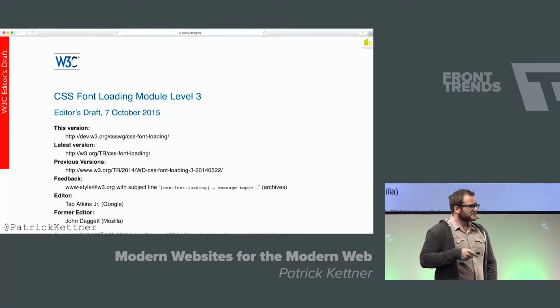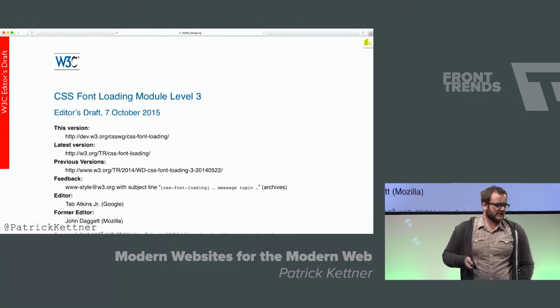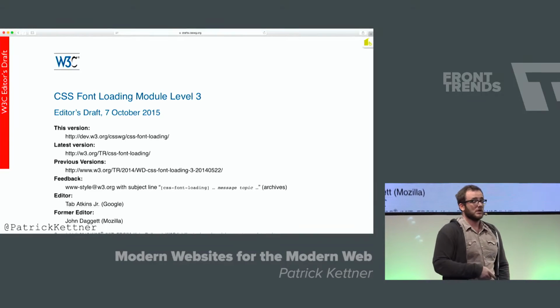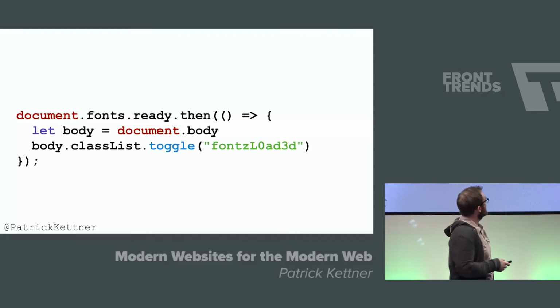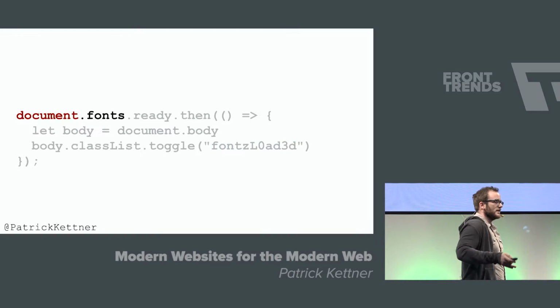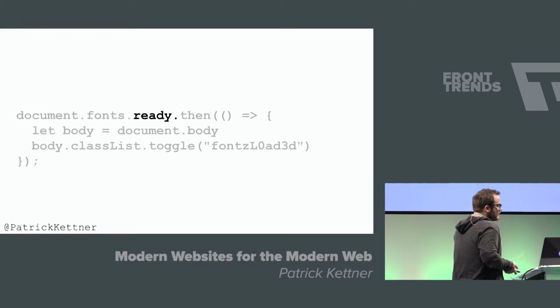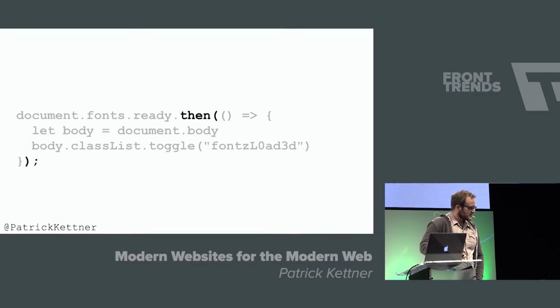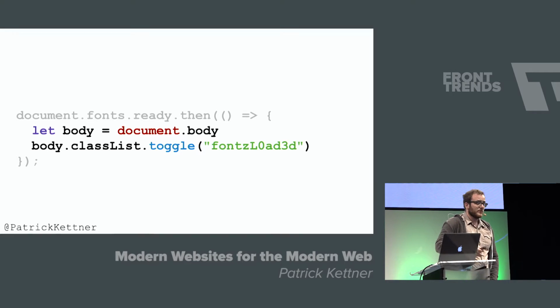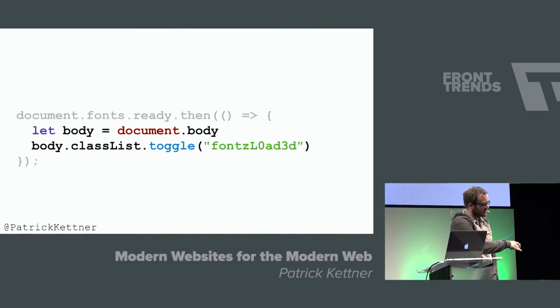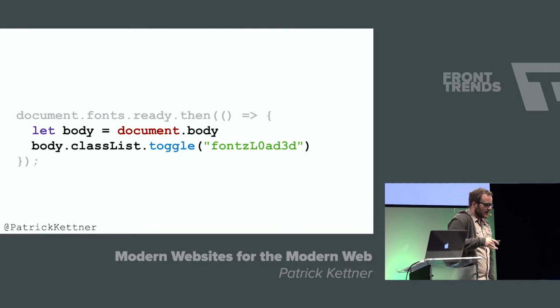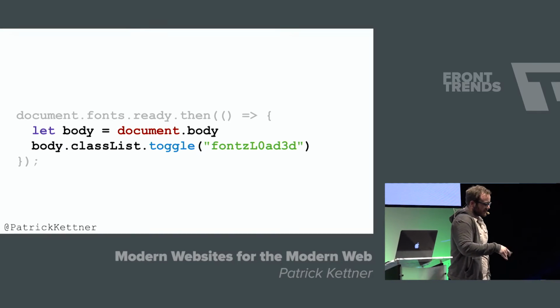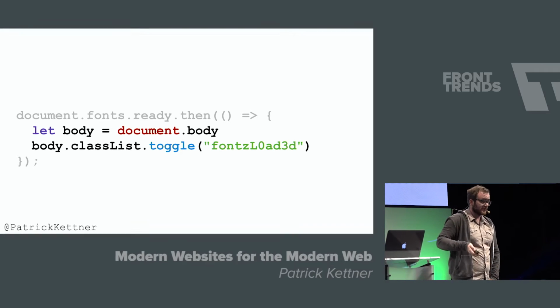What this gives you is the ability in JavaScript to know when fonts have been loaded. So you have a really straightforward API that looks something like this. You have document.fonts, which is the new API that's been added. That has a ready method. That ready method is a promise, so it's thenable. Inside of that, we're able to add a function. What we did on the Modernizr site was this: we grab our document.body, and then we're able to add a class to the class list that says our font is loaded.